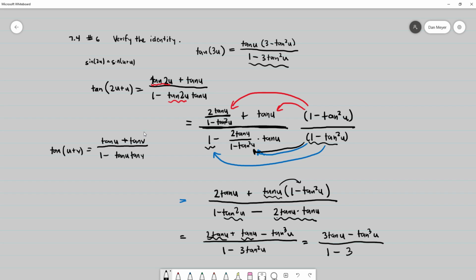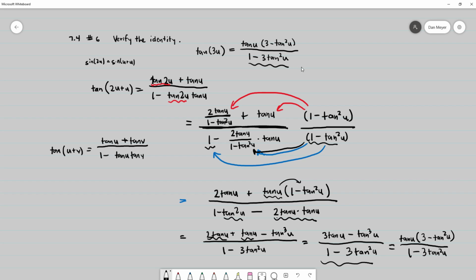And honestly, if we were trying to come up with a good triple angle formula for tangent, this looks pretty nice, but it looks like they went one more step and factored out a tangent u on top. And our formula looks like this now. All right, so that's what a triple angle formula might look like for tangent.